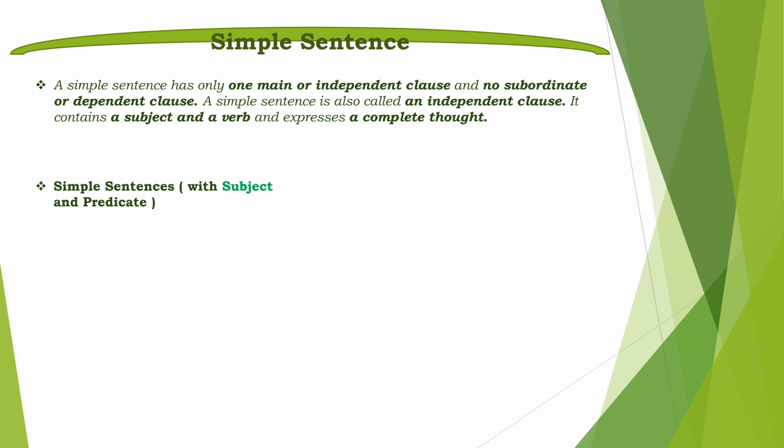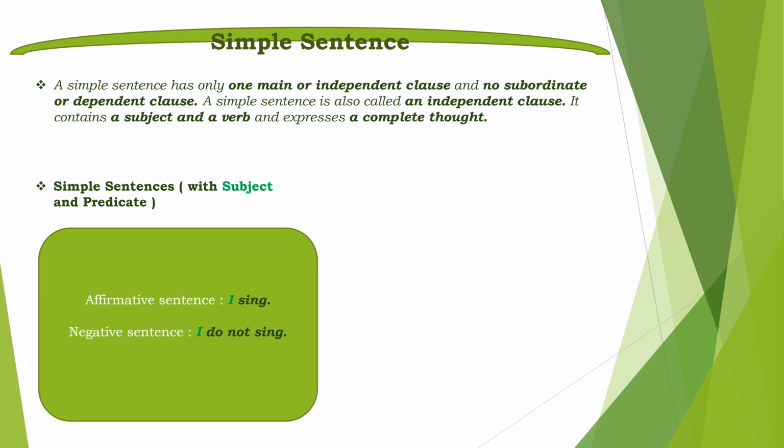Let's look at this section. In this section, we see simple sentences with a subject and a predicate. They are independent sentences because they provide us a complete thought.